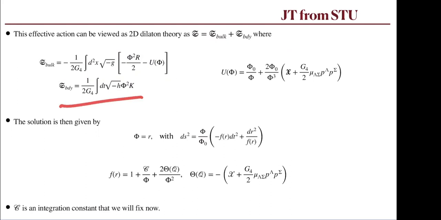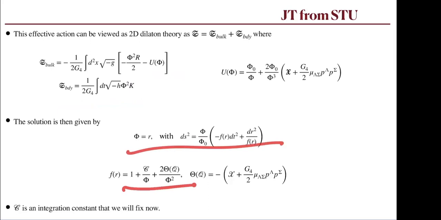This is simple enough to solve, and you can see that this is a solution of it. This kind of form, where you are just setting your phi, the dilaton, as R, simply R, and ds squared as this and this. You can see this is the solution. The only problem is that this term, this curly C, is an integration constant.